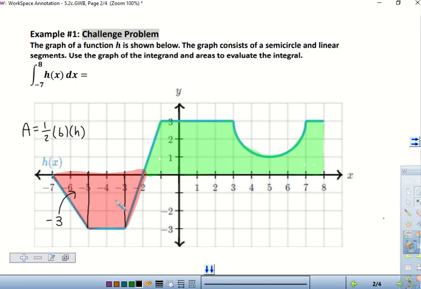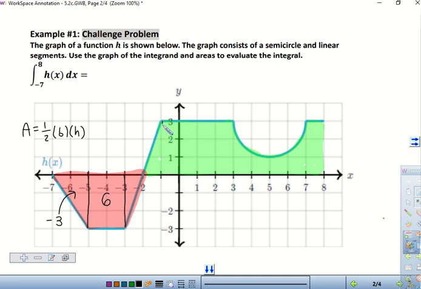Now how would I find the area of this piece? Length times width, or base times height, because it's a rectangle. So 2 times 3, that's 6. And then this piece over here.